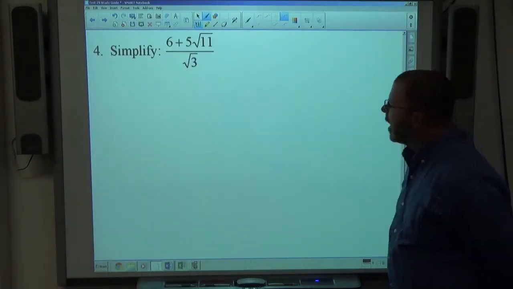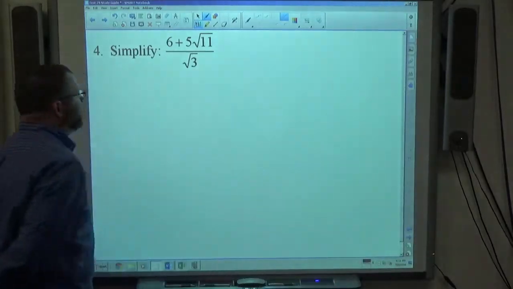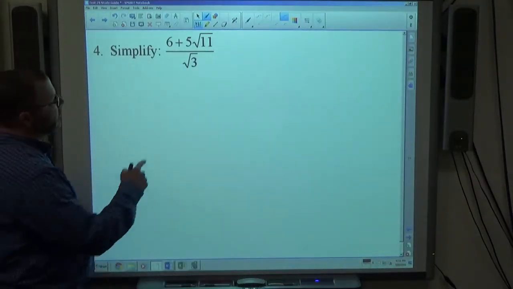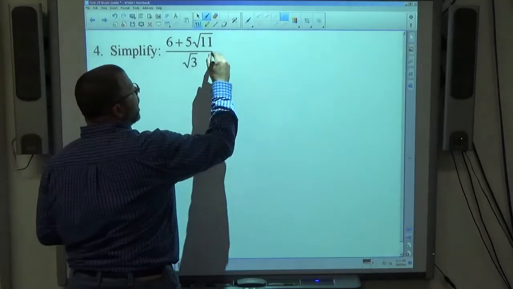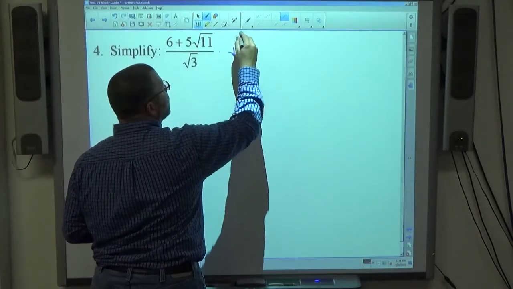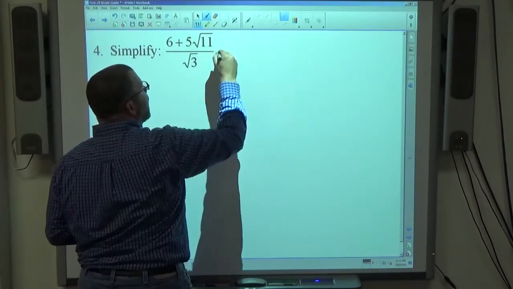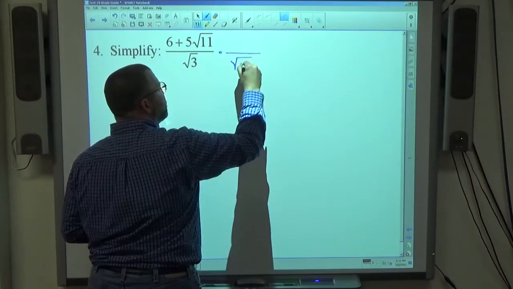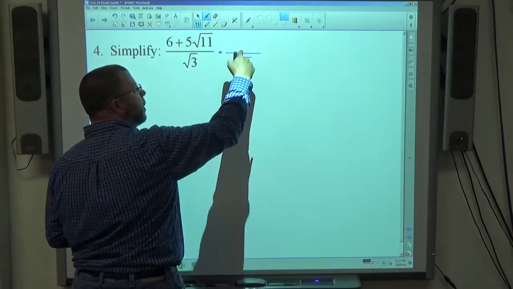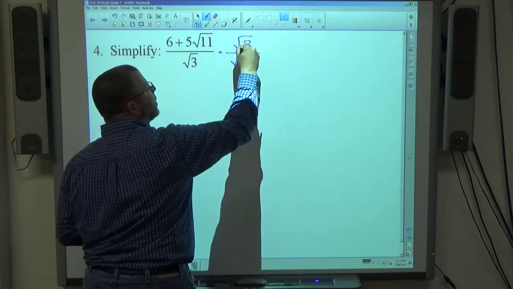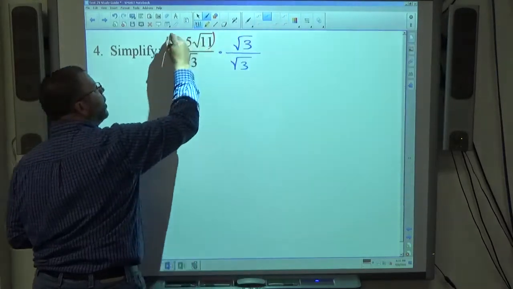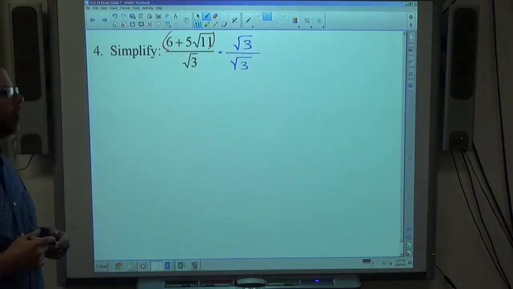Number 4, we have a radical in the denominator, which is not good math, so we want to fix that by getting this radical to become an integer. I do that by multiplying by the exact same thing on the top and bottom. So if I multiply the square root of 3 times itself, I'm going to get 3 on the bottom. If I multiply the bottom by anything, I'm going to multiply the top by the same thing. The top is a binomial, so a distributive property is required to do the multiplication there.